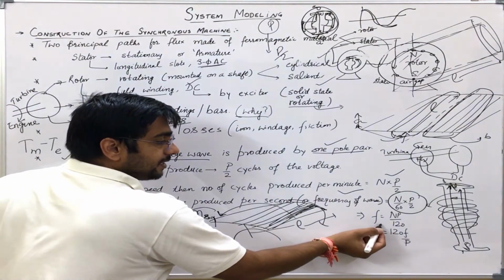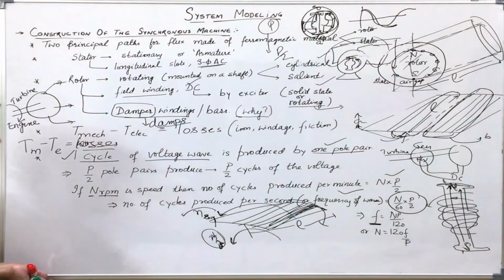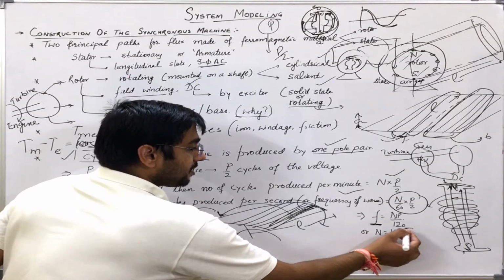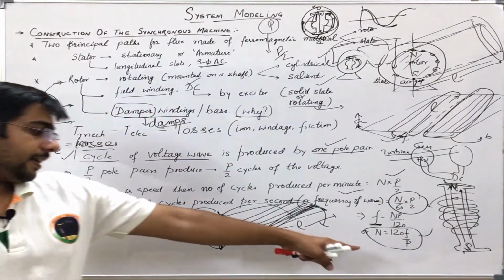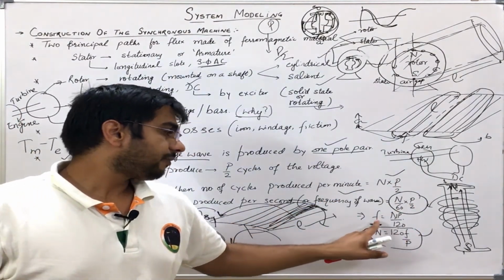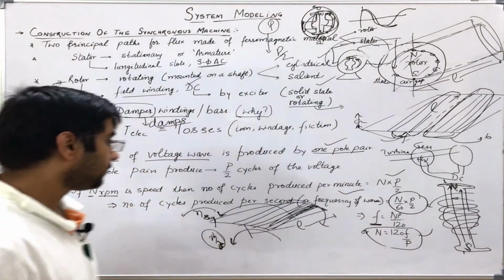So the frequency of the generated wave can be written as f = N p by 120, where N is the revolutions per minute, or this is the famous equation, N = 120 f by p. So in this way we can derive the equation relating frequency and the revolutions per minute, or the rotating speed.